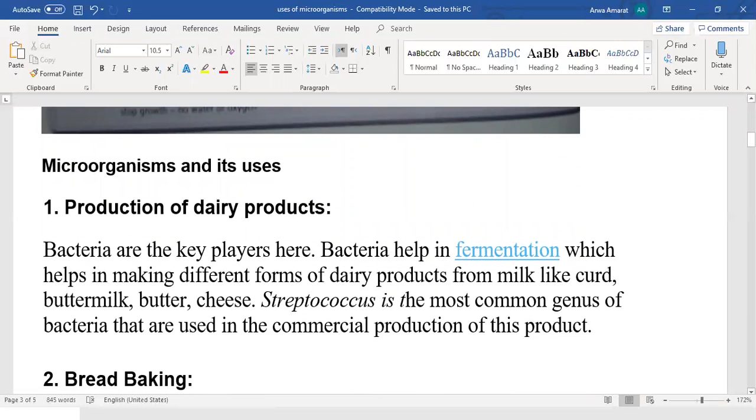Now let's have examples of microorganisms used in food. Production of dairy products like yogurt. Bacteria is the key player here. It can make something called fermentation, which helps make different forms of dairy products from milk: curd, cheese, butter. The type of microorganism that is used here is Streptococcus, which is a bacteria.